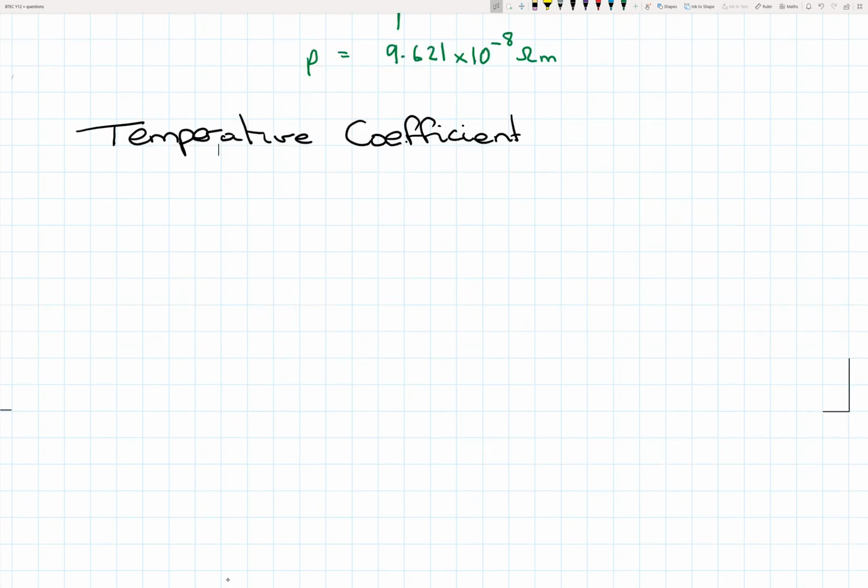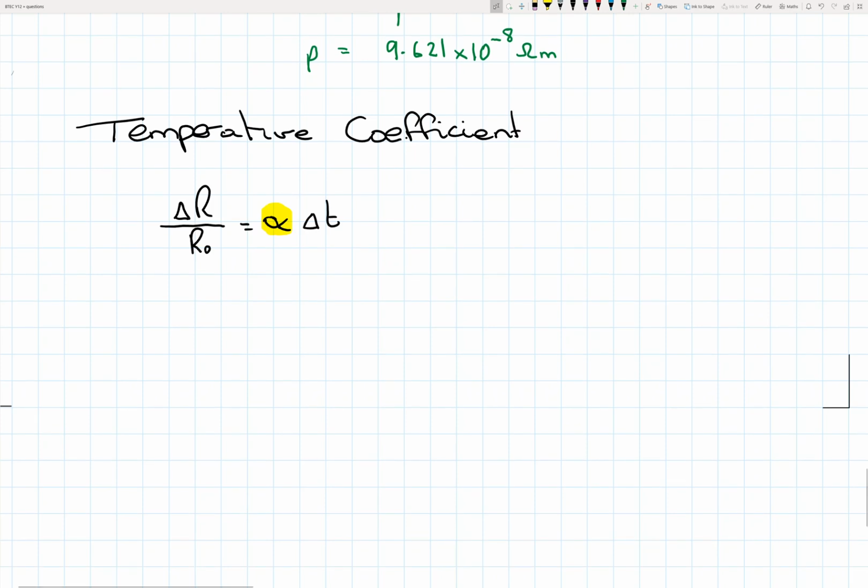Done. So we're going to finish off this video by looking at temperature coefficient. Let's remind ourselves of the temperature coefficient formula. The actual temperature coefficient value that we get is mixed in with the formula. So we've got a change in resistance, delta R, divided by the original resistance, which is equal to the temperature coefficient multiplied by the change in temperature.